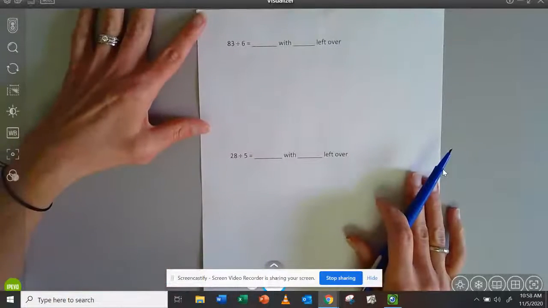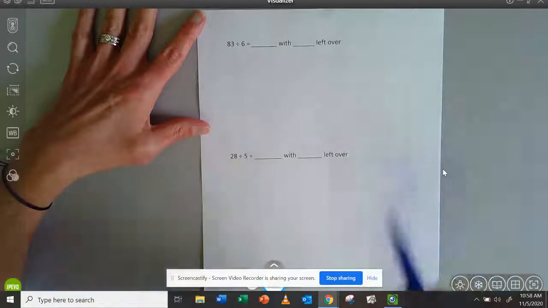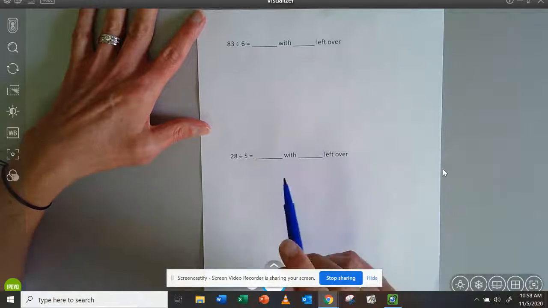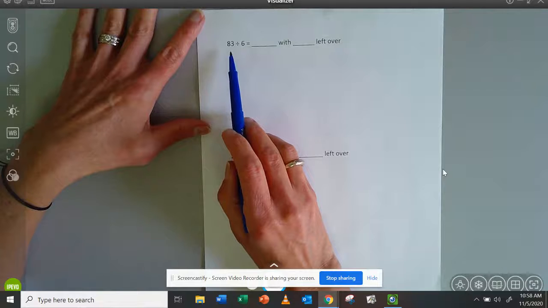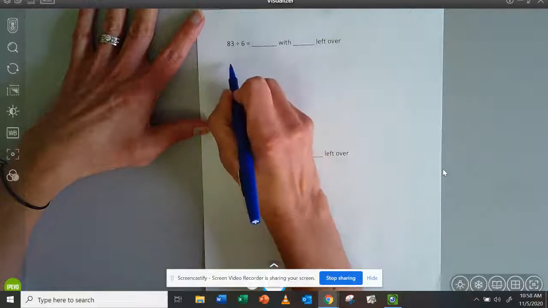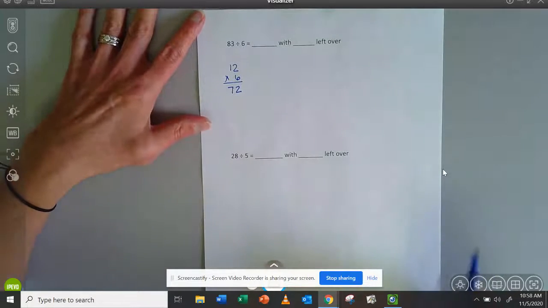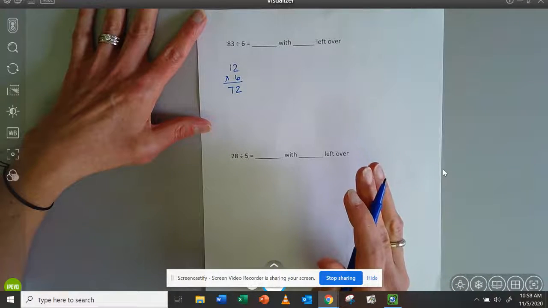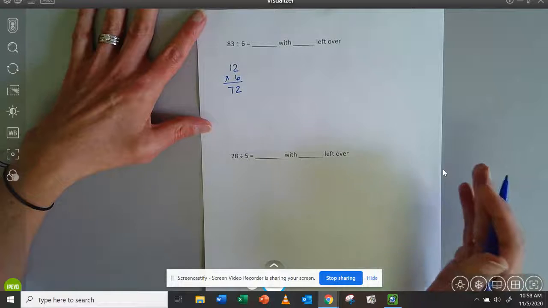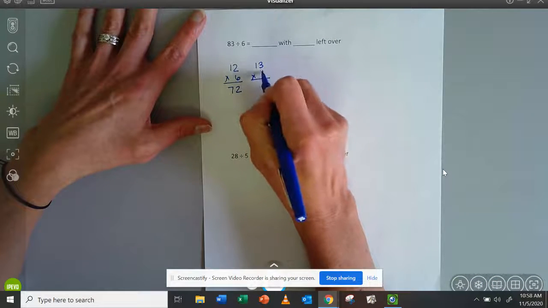So what I'm going to do is I'm going to say I know in my head that 12 times 6 is 72 because it's a fact that I have memorized. So I know that 72 is close to 83, but I would say that I could get closer. So if I know that 12 times 6 is 72, but I'm thinking in my head that I can get closer to 83 without going over by adding at least one more 6. So I'm going to do 13 times 6.